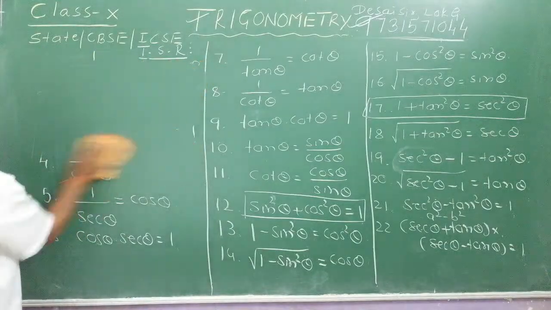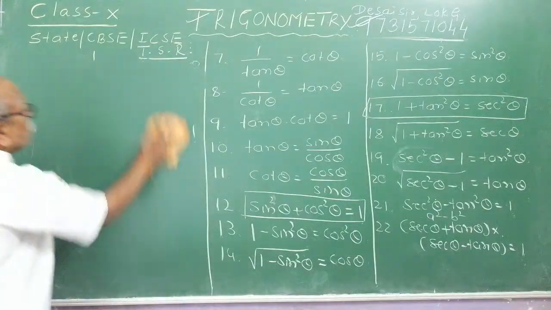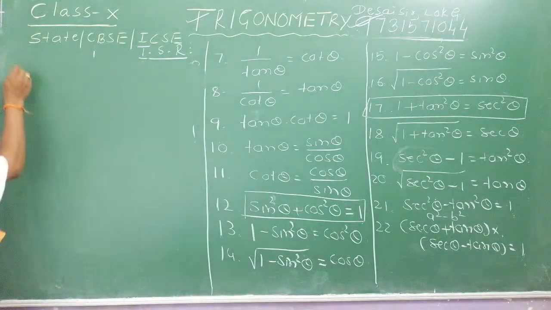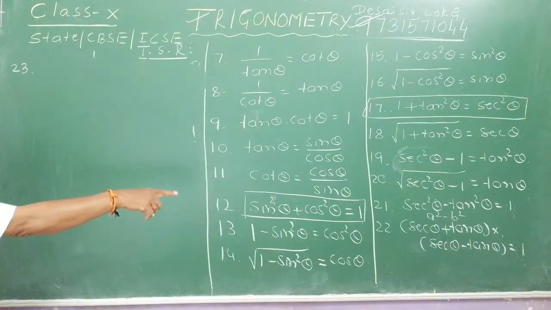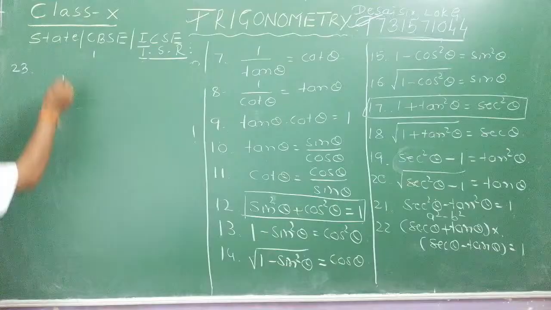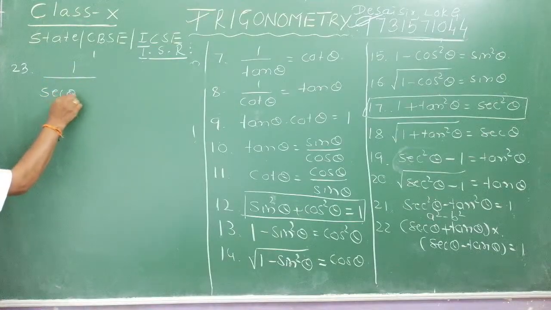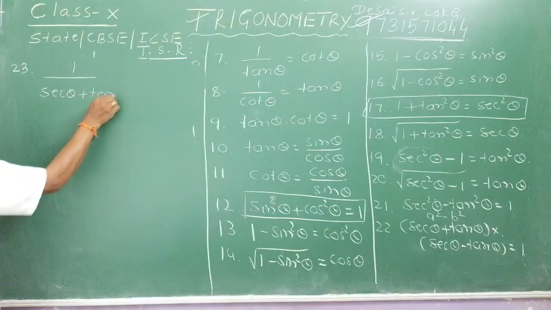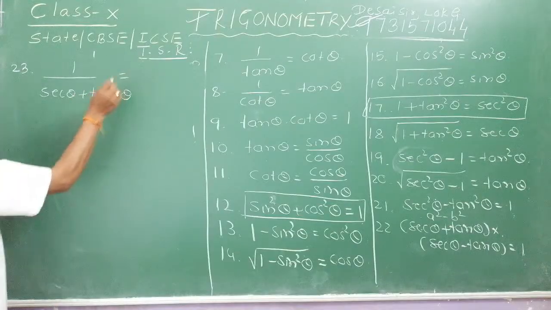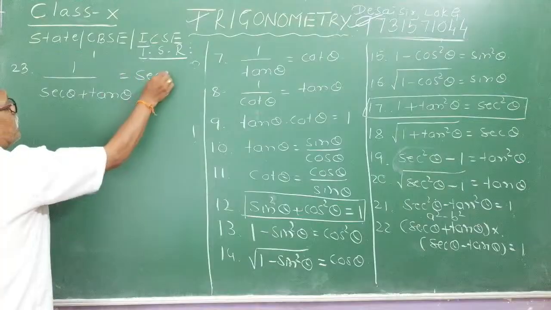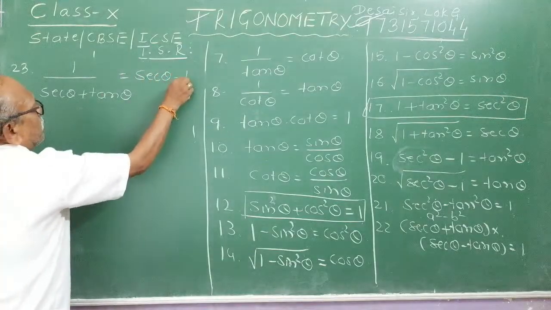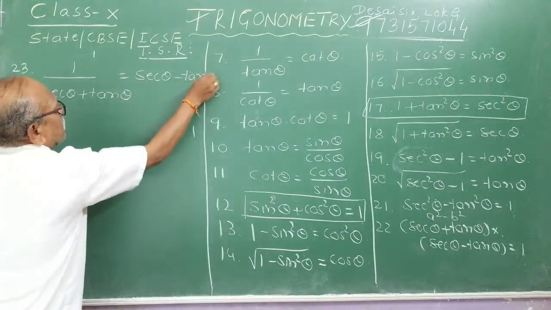Now, let us continue. Remaining, 23rd, I am just refreshing you the identities, and take sec theta plus tan theta to the right. You get 1 upon, very important identity, 1 upon sec theta plus tan theta, even useful up to second PU. And even in competitive exams, master this trigonometry. Sec theta minus tan theta, isn't it?